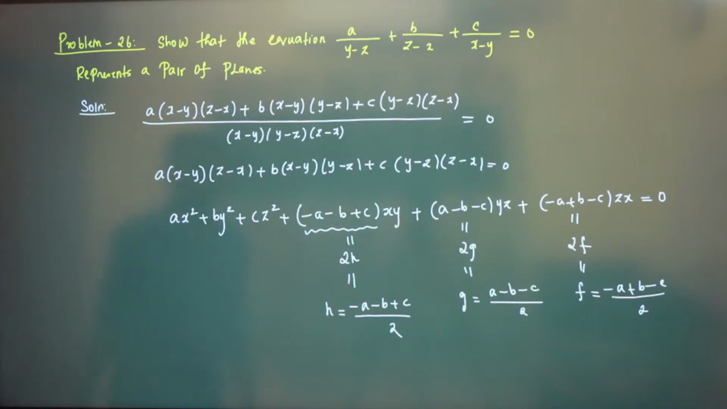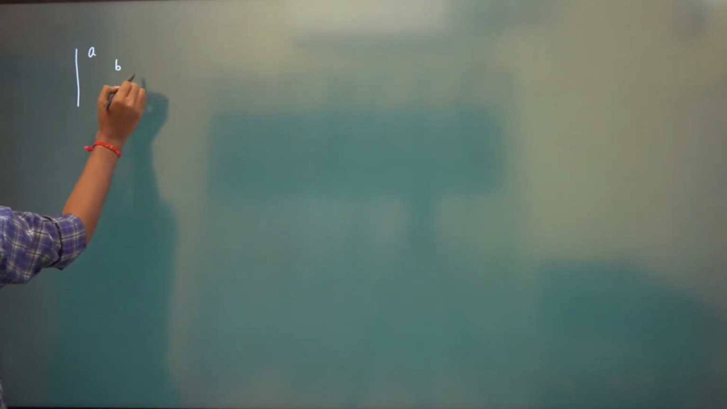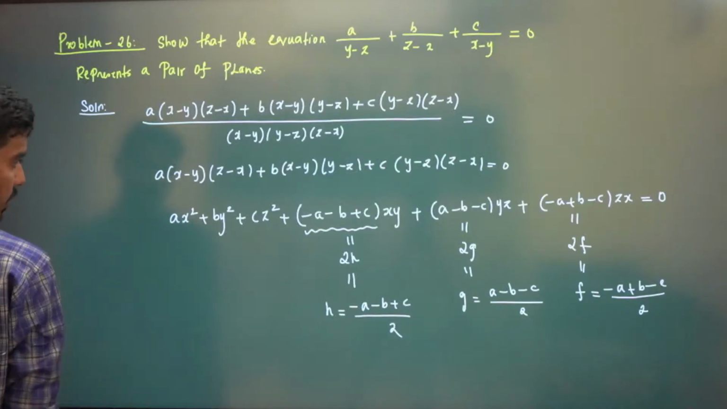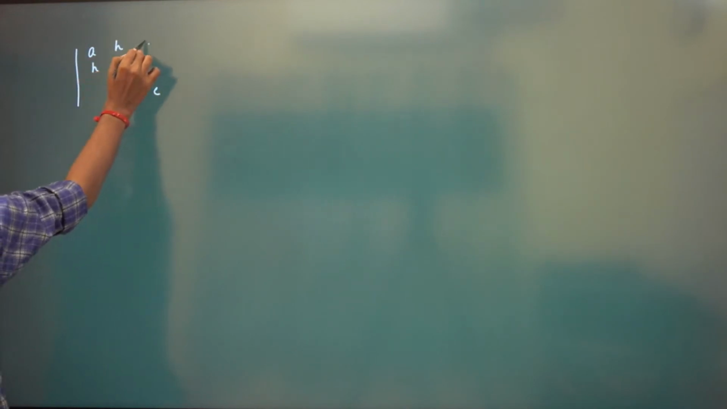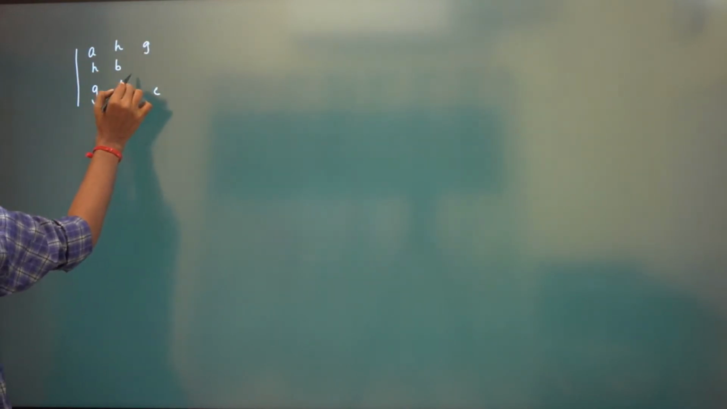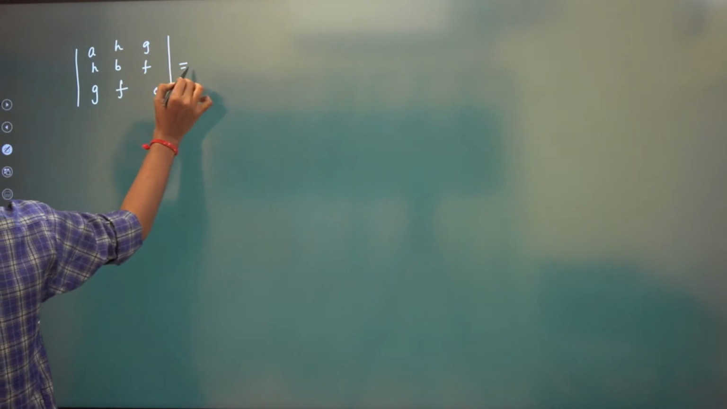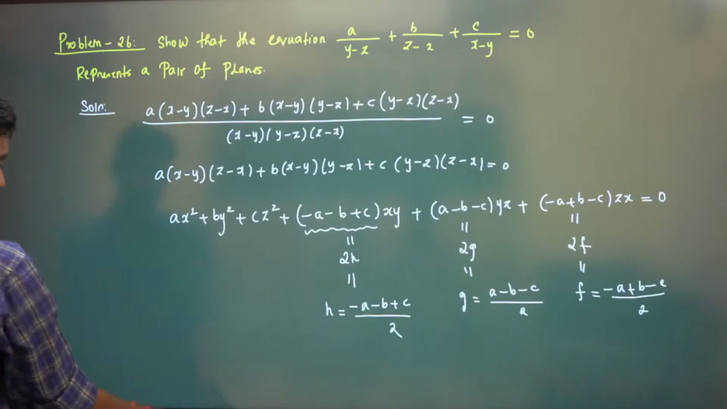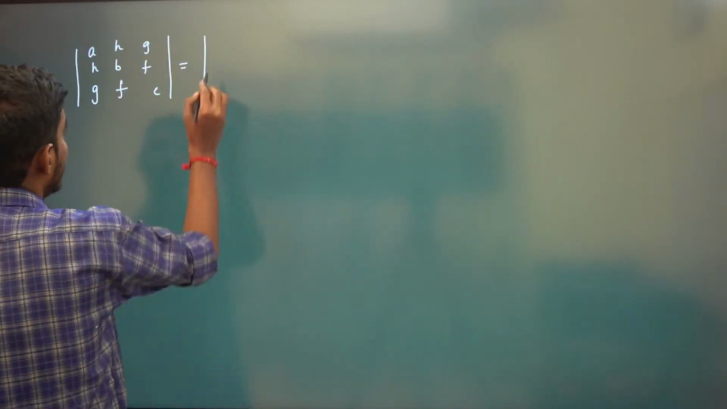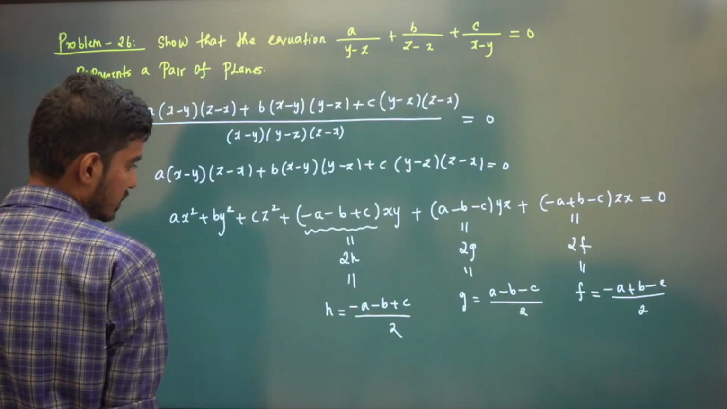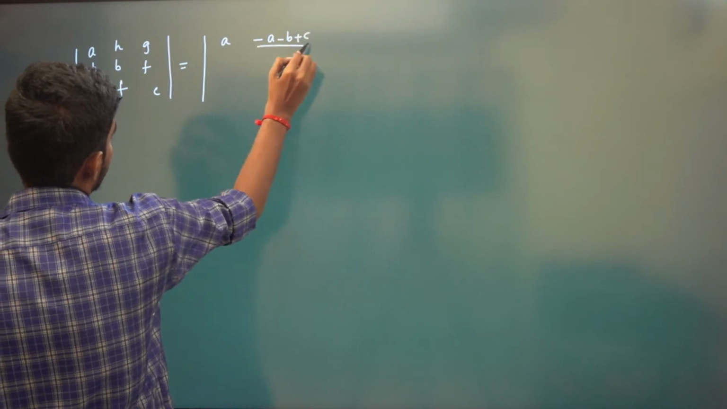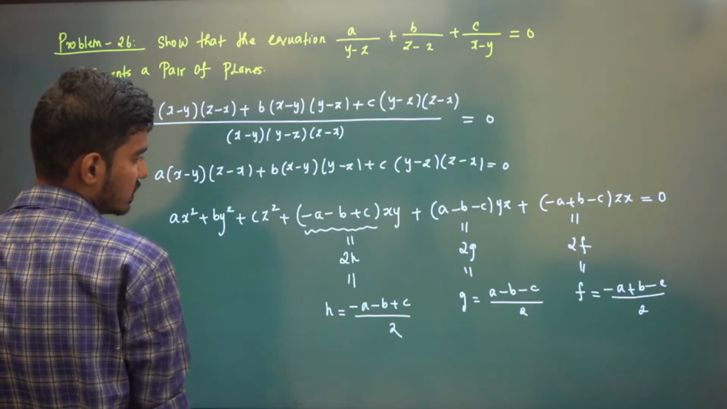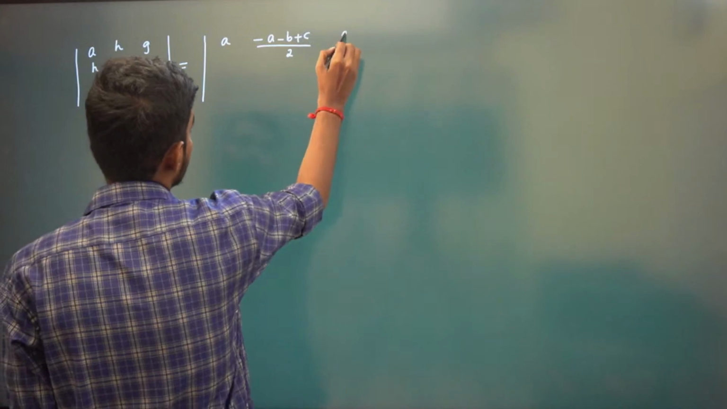Now you just have to show it represents the pair of planes, right? Now we need to show the determinant of a, b, c; h, h, g; g, f, f is 0. What is a? a is a only, right? What is h? h is (-a - b + c)/2. And what is g? g is (a - b - c)/2.